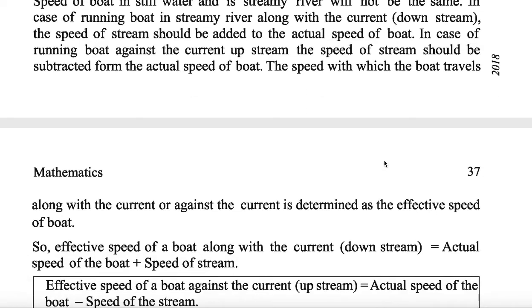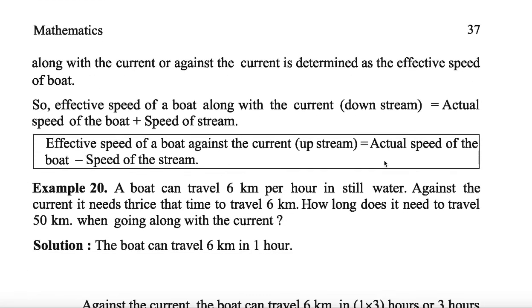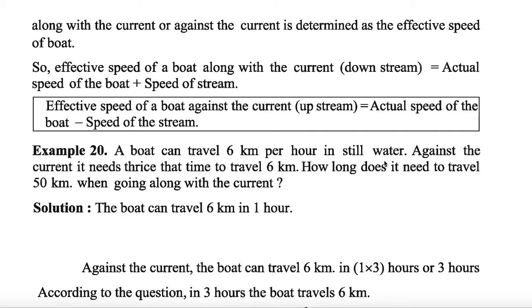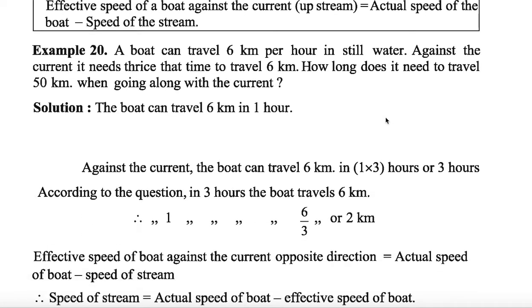The speed with which the boat travels along with the current or against the current is determined as the effective speed of the boat. So the effective speed of the boat along with the current, downstream, is nothing but actual speed of the boat plus speed of the stream. Effective speed of the boat against the current, that is upstream, is nothing but actual speed of the boat minus the speed of the stream. Let's see an example.